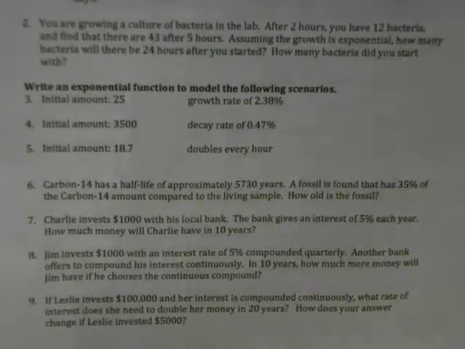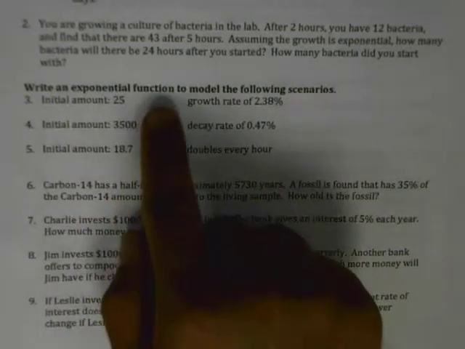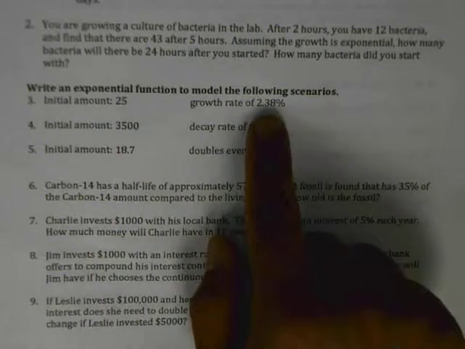Hello students, and welcome to the continuing lesson on exponential growth and decay. In this video we're concerned with problems 3, 4, and 5. Write an exponential function to model the following scenarios. The initial amount is 25, the growth rate is 2.38%.